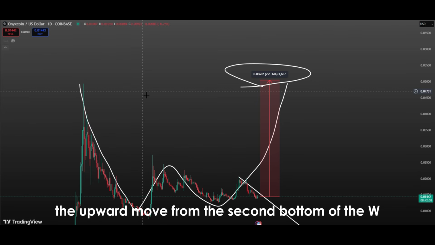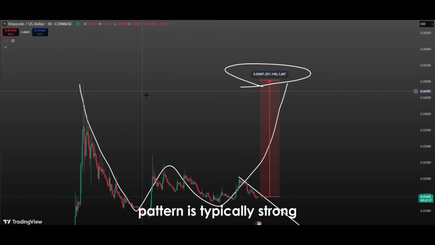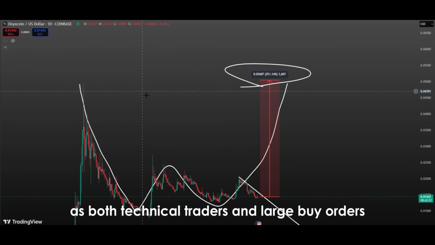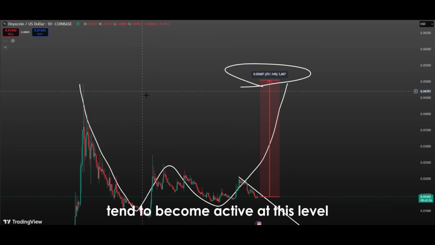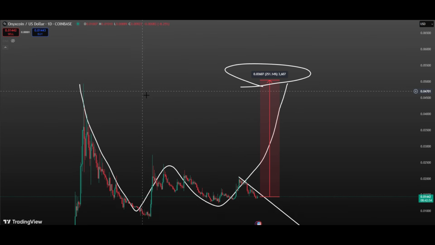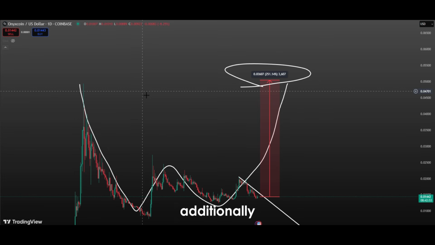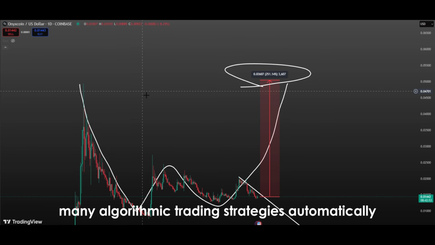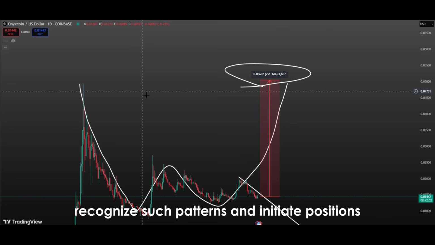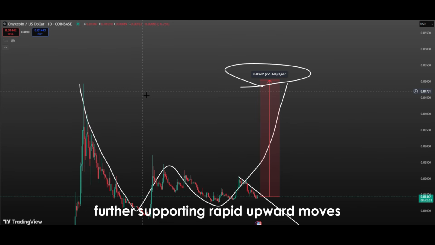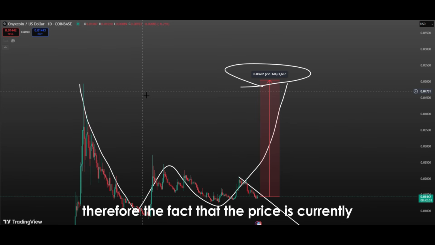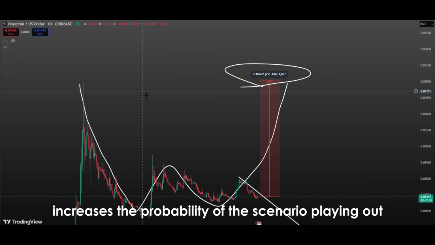The upward move from the second bottom of the W pattern is typically strong as both technical traders and large buy orders tend to become active at this level. This strengthens demand and drives the price upward more rapidly. Especially if there is a flow of positive news at this point, investor confidence increases and the price rises quickly. Additionally, many algorithmic trading strategies automatically recognize such patterns and initiate positions, further supporting rapid upward moves. Therefore, the fact that the price is currently at the second bottom increases the probability of this scenario playing out.